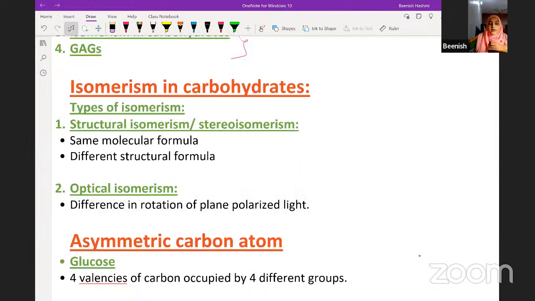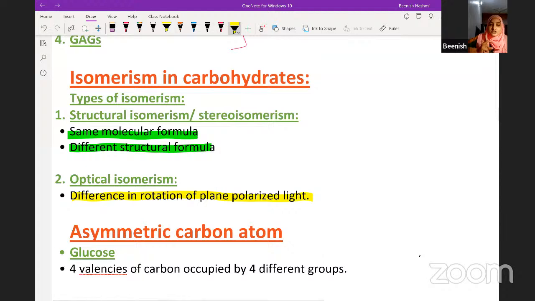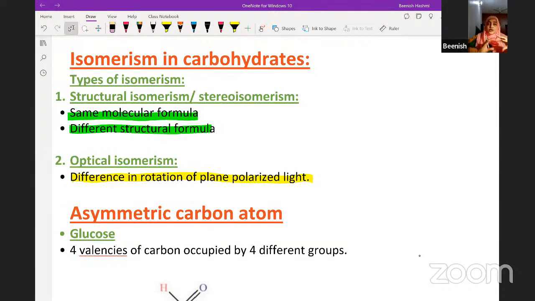So isomerism is of two types: structural isomerism, which is also known as stereoisomerism, and optical isomerism. Structural isomerism is where the compound has the same molecular formula but is different in structures. So your molecular formula remains the same, but what is different? The structural formula is different. And what is optical isomerism? It is the difference in rotation of plane polarized light, that is, whether the plane polarized light is being rotated towards the left or the right. Depending upon that difference, you have optical isomers, and depending upon the structural differences, you have structural isomers. So those compounds which have the same molecular formula but different orientation or difference in structures are your stereoisomers.